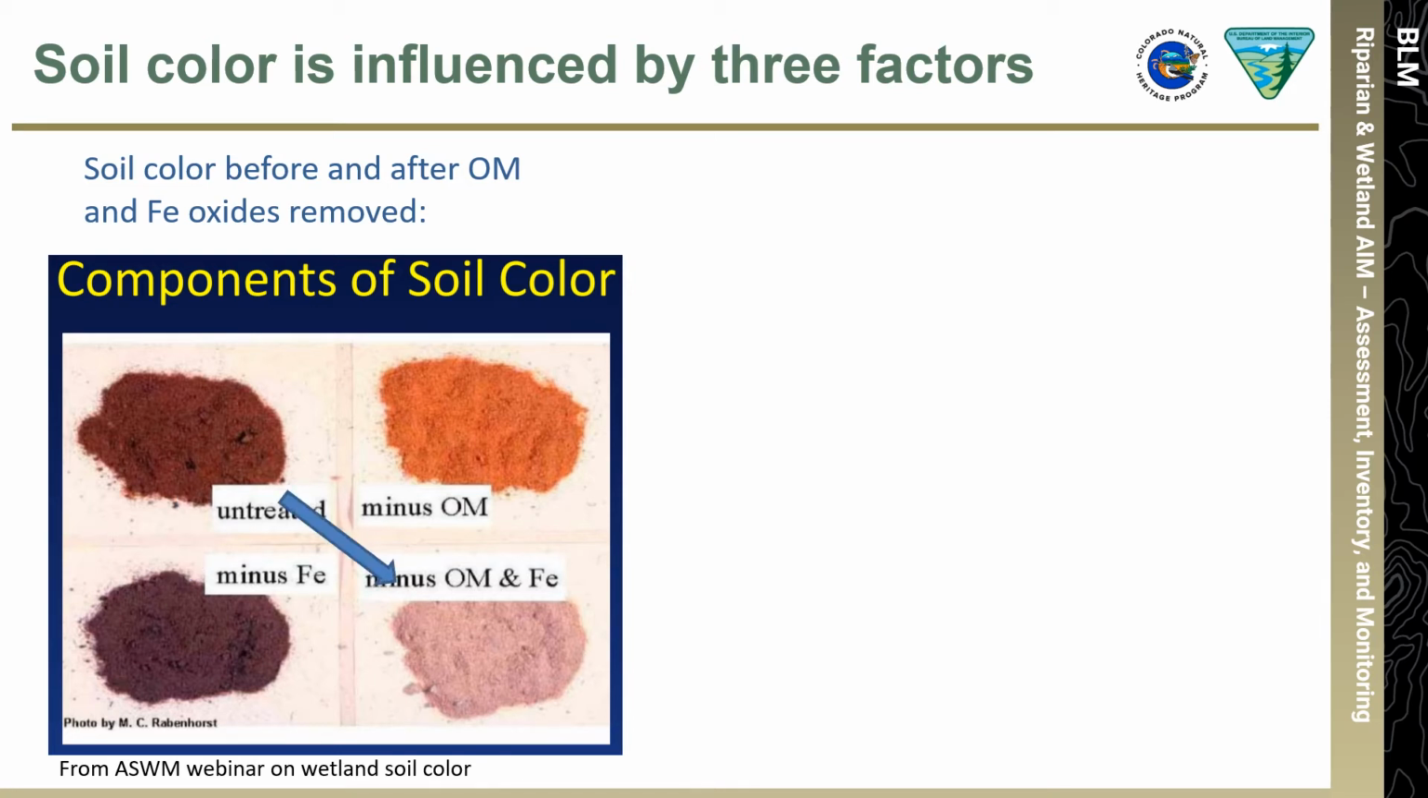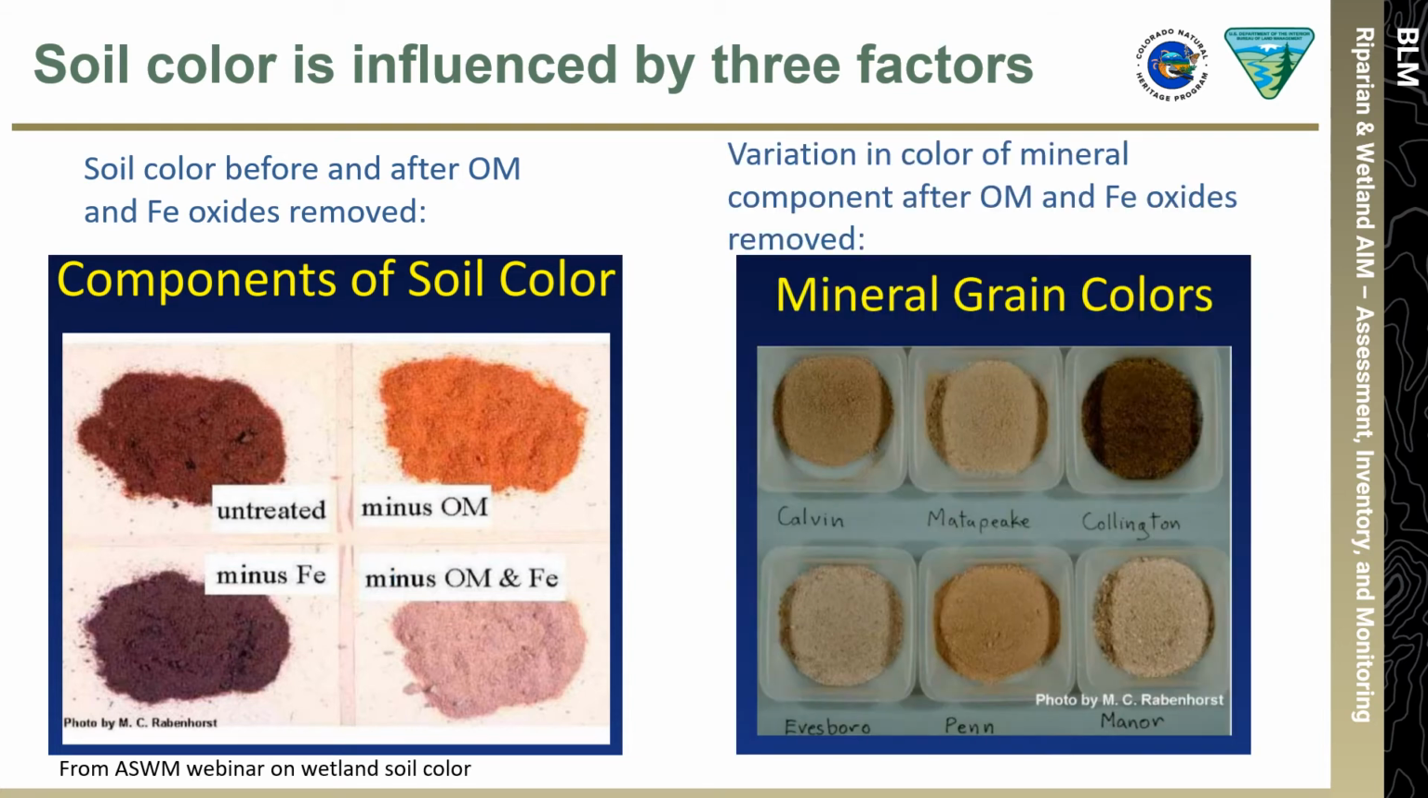Finally, when both the iron oxides and the organic matter is removed, we're left with the color of the minerals themselves. Minerals can have some variation in color as well, but the variation of these leftover minerals is much more muted than the variation caused by the other components. Here we see several different soils, all with their organic matter and iron oxides removed.